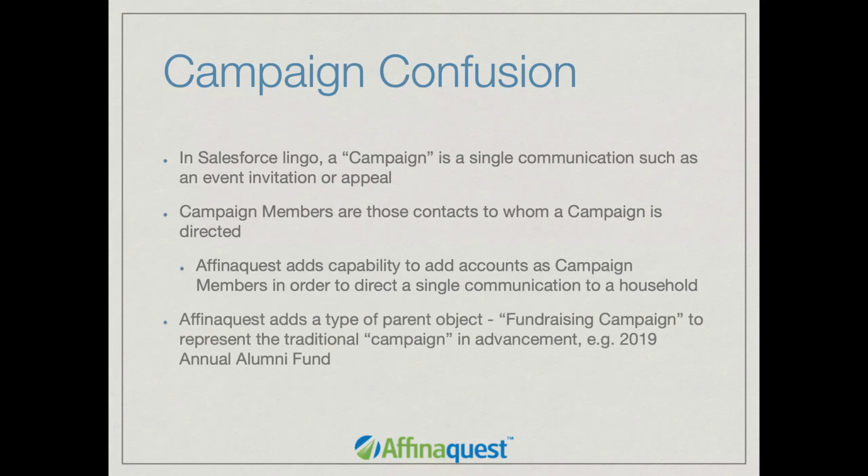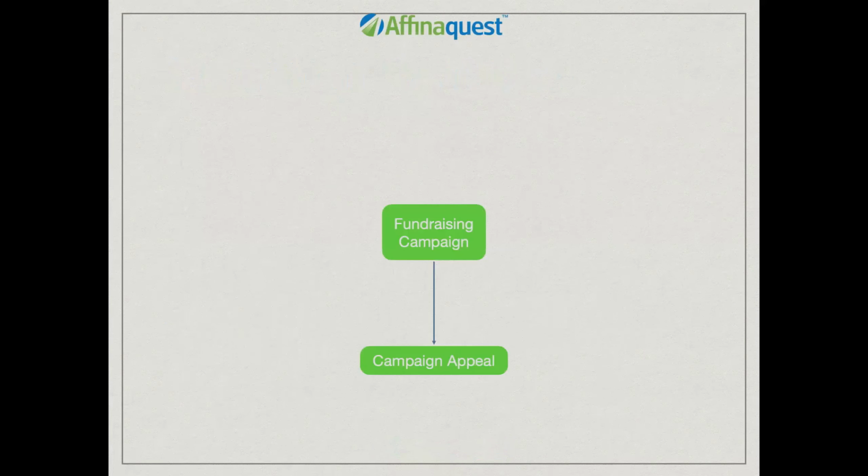Now, Affinequest adds a type of object, you all know this, the fundraising campaign to represent 2019 Annual Alumni Fund. And these campaign structures that we create can be very robust. Now, I'm going to show you something that most of you probably haven't imagined before, and I'm going to talk about the Affinequest campaign hierarchy. So at its basic level, we have the fundraising campaign and a campaign appeal. That would be something like the Alumni Fund and current donors would be the appeal. The Alumni Fund is the fundraising campaign.